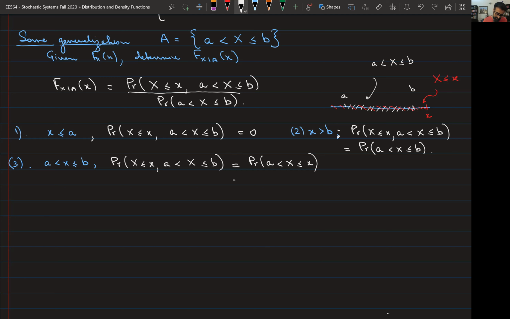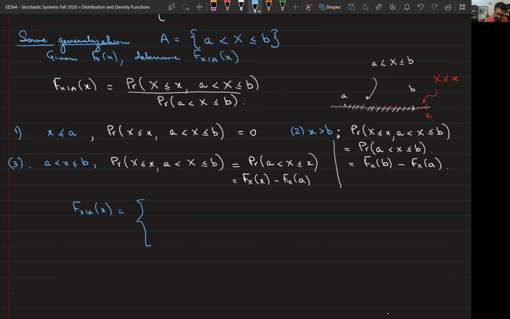So this is the CDF evaluated at small x minus the CDF evaluated at A. And what about this case? This is the CDF evaluated at B minus the CDF evaluated at A. Right? Now I have all of the information to be able to write what the conditional CDF is going to be. The conditional CDF F_X given A is going to take on 3 functional forms.